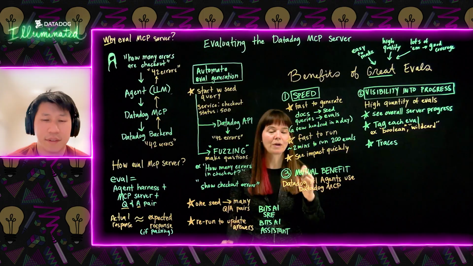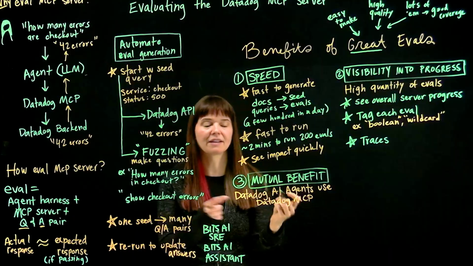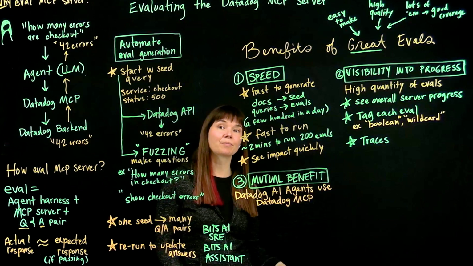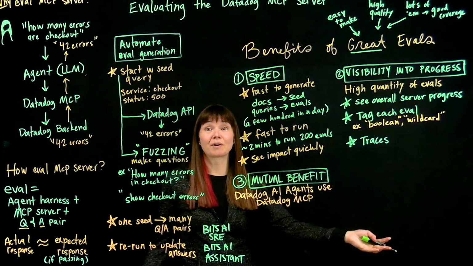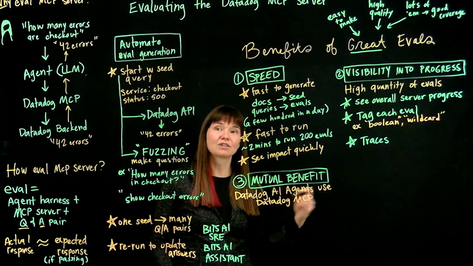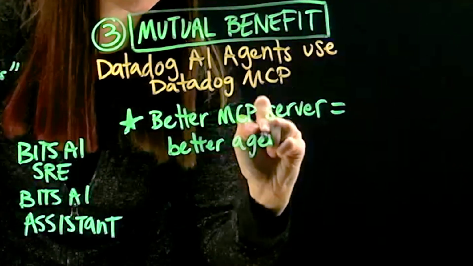Internally, we have agents like Bits AI SRE and Bits AI Assistant, and they do also use the tools. They are also users of the Datadog MCP server. When you improve the MCP server, you're also improving these two products and any other Datadog products using the Datadog MCP server, and third-party things that are using the MCP server. That's right. So you have downstream improvement. Better MCP server equals better agents.